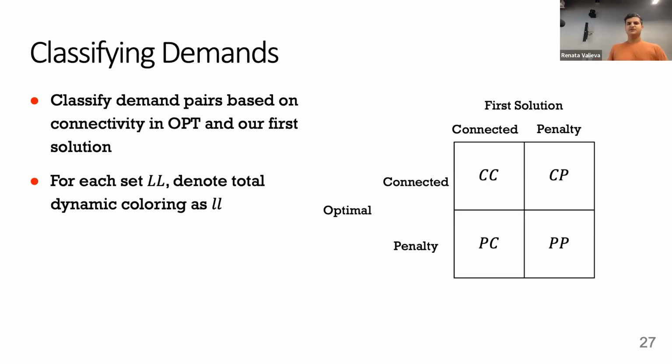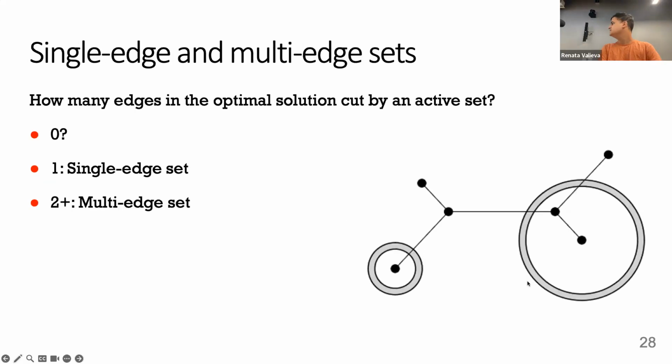Right. So in our analysis, we first classify the demand pairs into 4 categories based on whether our first solution that we obtain in the algorithm connects them or pays the penalties for them, and based on whether the optimal solution opt connects them or pays the penalties for them. And we also do this notation for the total duration of coloring in each of these sets of demands.